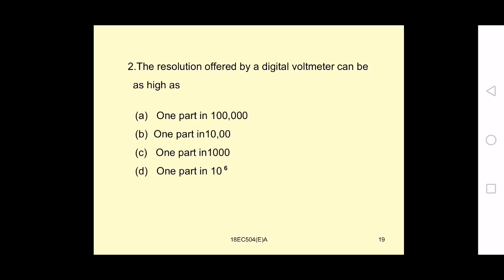Resolution, sensitivity and specifications of the digital voltmeter: it can be as high as 1 microvolt, meaning 1 part in 10 to the power of 6. If it is a 3 digit meter, you have a resolution of 1 by 10 to the power of 3, and similarly an n digit DVM has a resolution of 1 by 10 to the power of n. Here, in this digital voltmeter, it is 1 by 10 to the power of 6. You can measure a miniature change of almost 1 microvolt in the output.